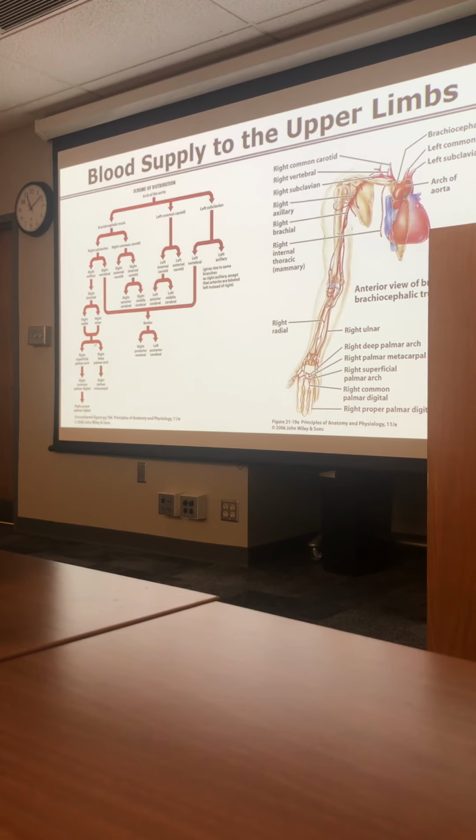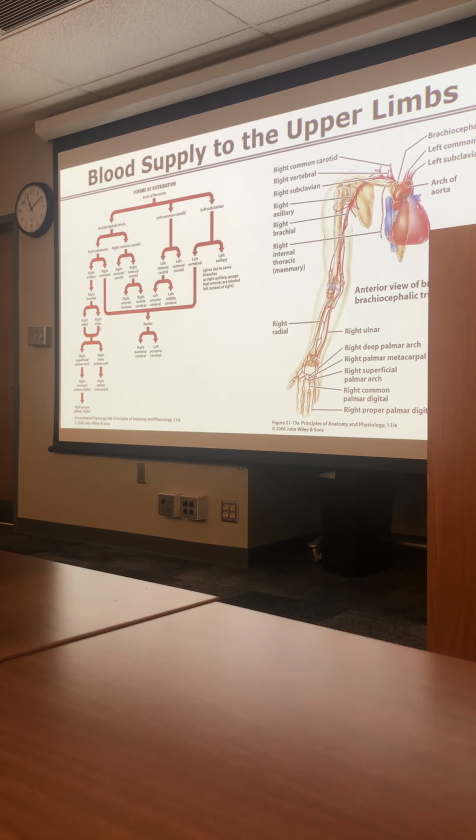Our superficial palmar arch comes mainly from our ulnar artery, so we can see this here. Our superficial palmar arch is going to give rise to our common palmar digital arteries, which our palmar metacarpals are going to drain into. And our common palmar digital arteries are going to split into our proper palmar digital arteries. So you go from common to proper, and the proper palmar digitals are in the fingers.